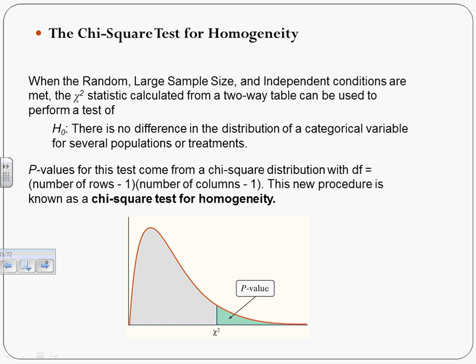All right, so now let's look at the chi-square test for homogeneity. When the random, large sample and independent conditions are met, the chi-squared statistic calculated from a two-way table can be used to perform a test of there is no difference in the distribution of categorical variables for several populations or treatments. P-values for this test come from a chi-square distribution, and here you're going to have to know your degrees of freedom, number of rows minus 1 times number of columns minus 1, and this new procedure is known as the chi-square test for homogeneity.